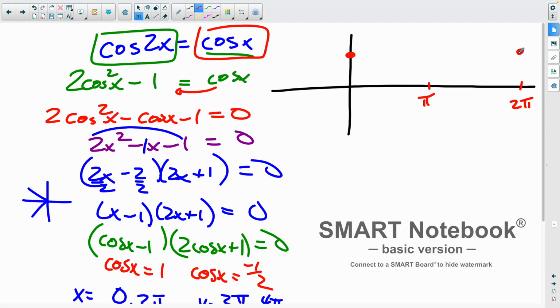What's going to happen at pi? I'll see a low point at -1 right there. So I have that graph right there. That one's pretty easy to graph. Not too bad. Okay, how about this graph right here, if I was going to graph cosine of a double angle, or double x?